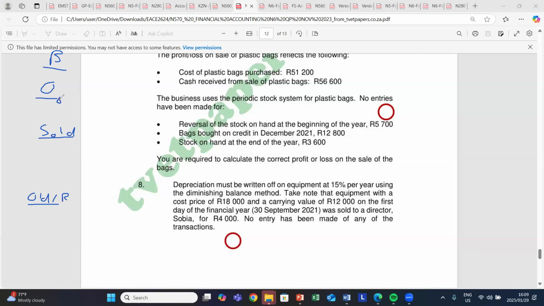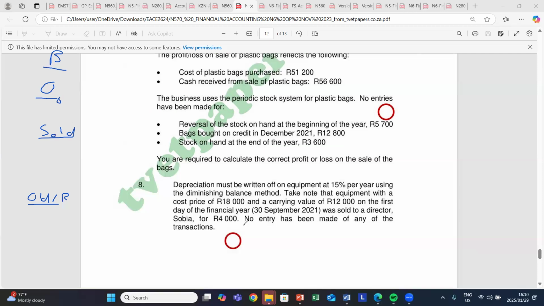What about all the remaining? What did they say there? They say that depreciation must be written off on equipment at 15% using the diminishing balance method. Take note that equipment with a cost price of 18,000 rand and a carrying value of 12,000 rand on the first day of the financial year was sold. So you'll have to calculate the depreciation for sold. Which method are you supposed to use? You're supposed to use the carrying value method.